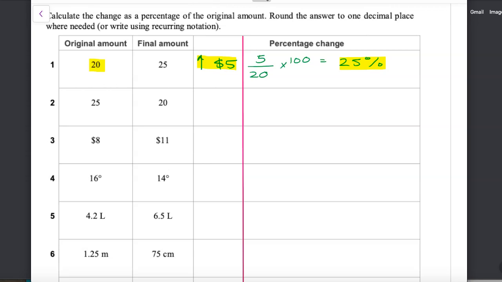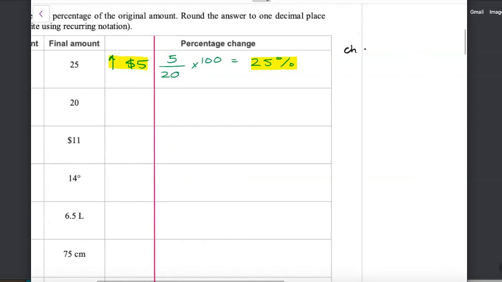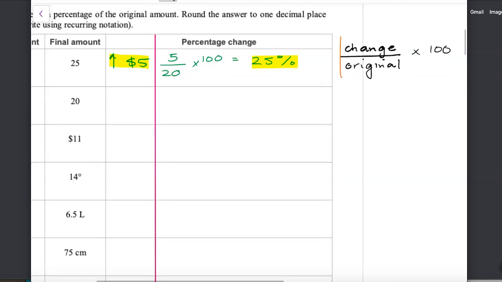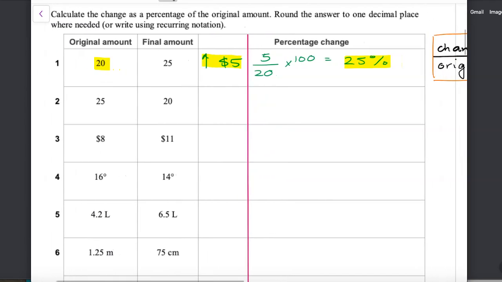So what we can see here is that we've taken the change, I'm just going to write this over to the right, we've taken the change in the amount out of what it originally was, and we've taken that fraction or that ratio, and to get a percentage we have multiplied by 100. And this is how we find that change as a percentage. So let's have a look at another example.